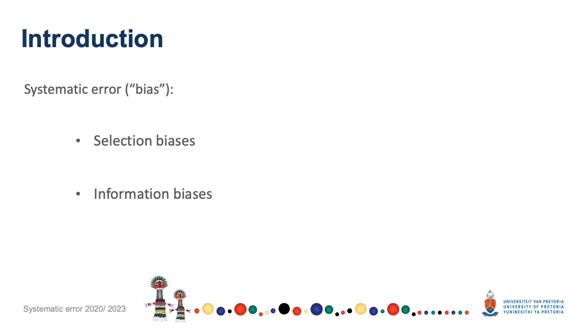In the previous video, we spoke about random errors. These are errors that don't lead to bias, but they do lead to lack of precision. In this video, we're going to talk about systematic errors which do lead to bias. And these come, first of all, as a result of selection biases, and secondly, as a result of information biases.